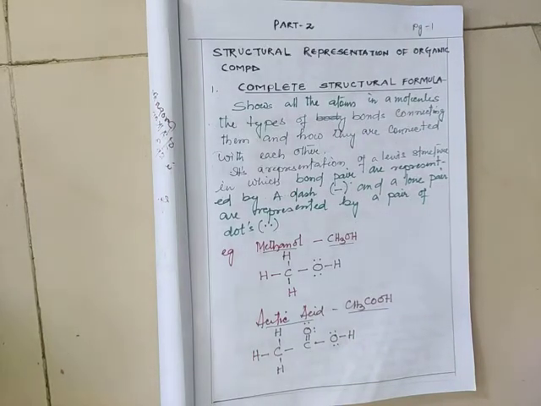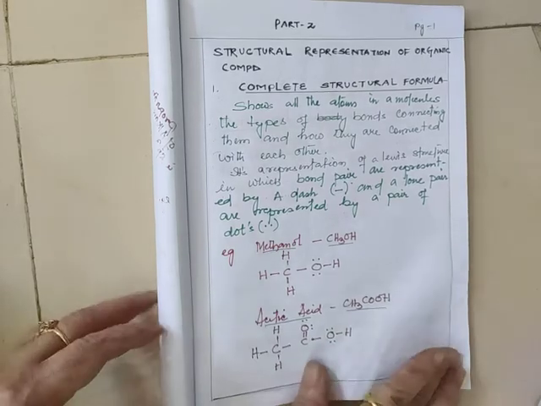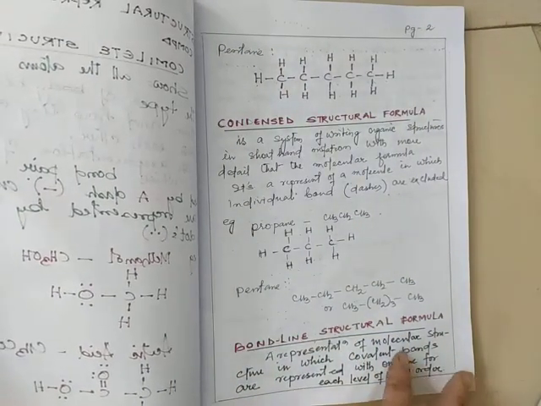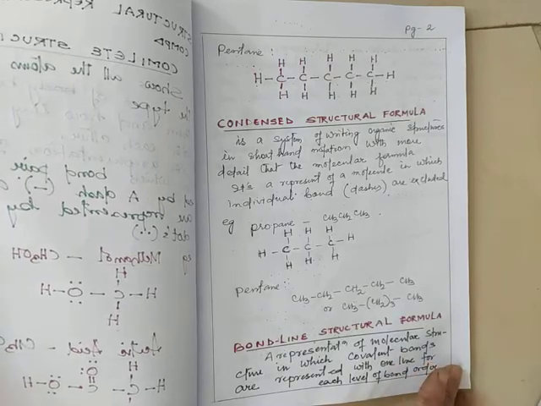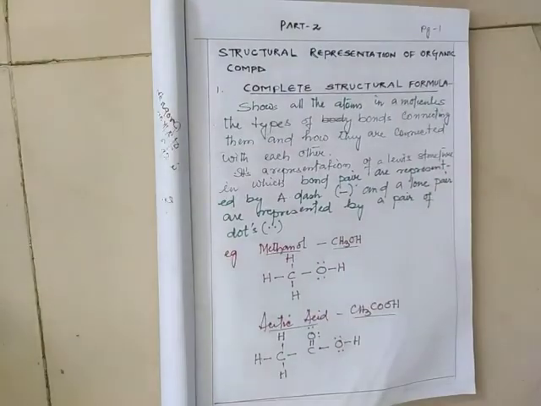Hello student. Today we will start another topic, that is structural representation of organic compound, part 2. Under the structural representation of organic compounds, there are three types. Number one, the complete structural formula. Number two, the condensed structural formula. And number three, the bond line structural formula. So now the first one, the complete structural formula.